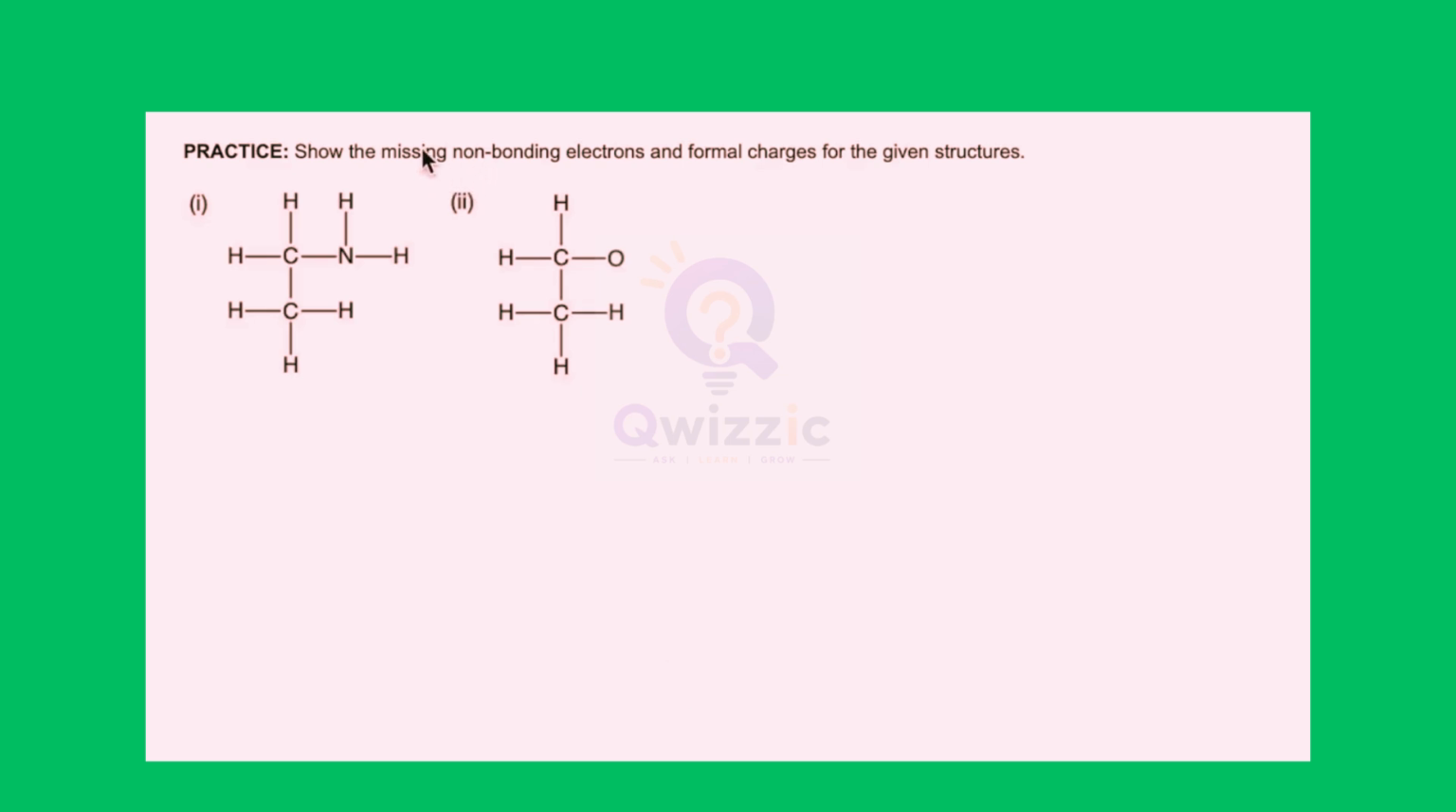Welcome back, everyone. Show the missing non-bonding electrons and formal charges for the given structures. Let's start with the first structure.